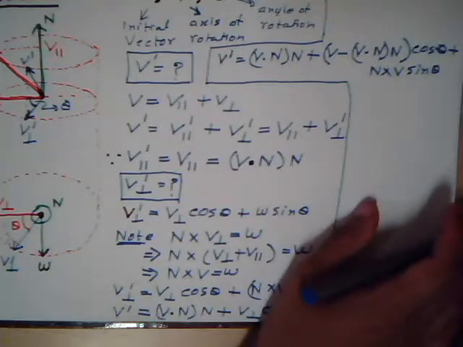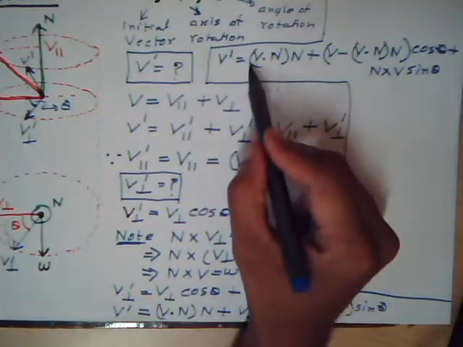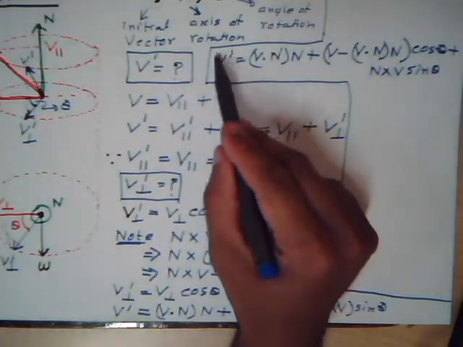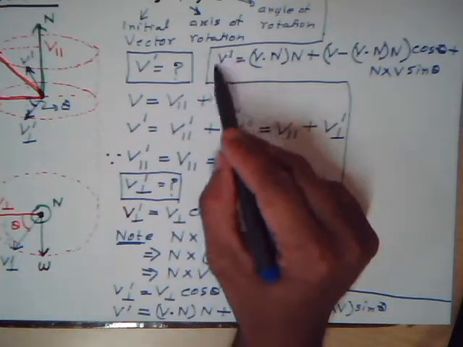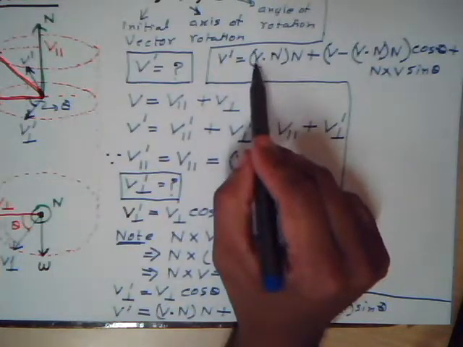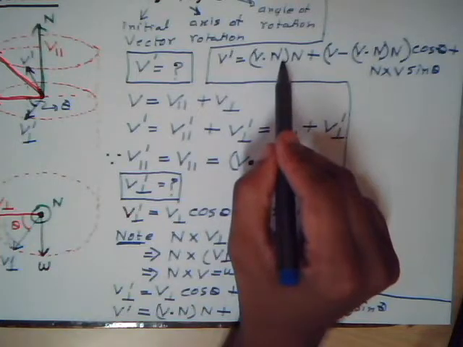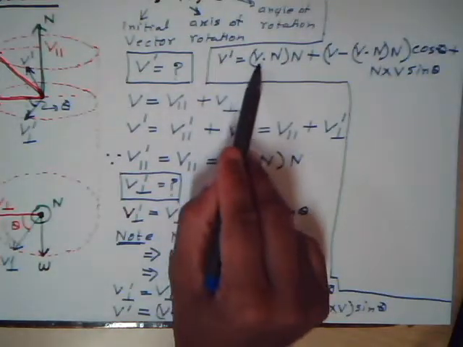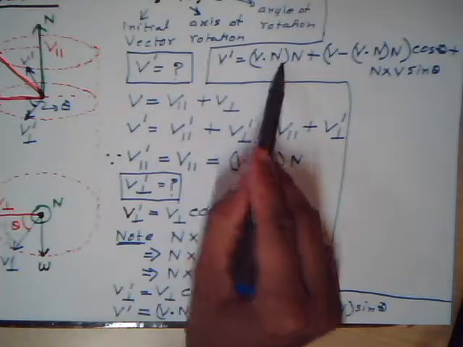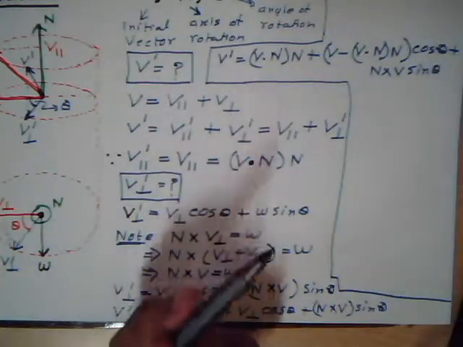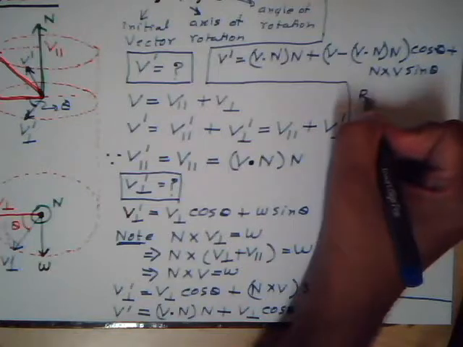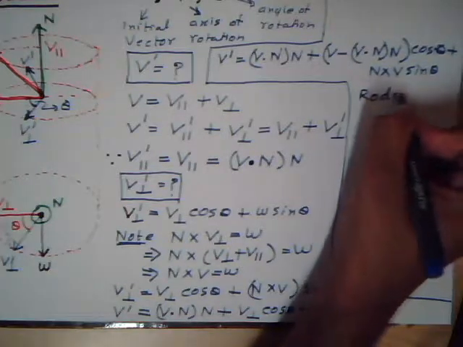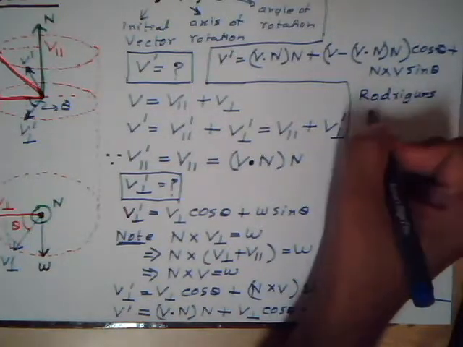And so now we have got the value of the new vector or the rotated vector in terms of v, n and theta. That means in terms of the initial position, the axis of rotation and the amount of rotation. And this formula is known as Rodrigues formula.